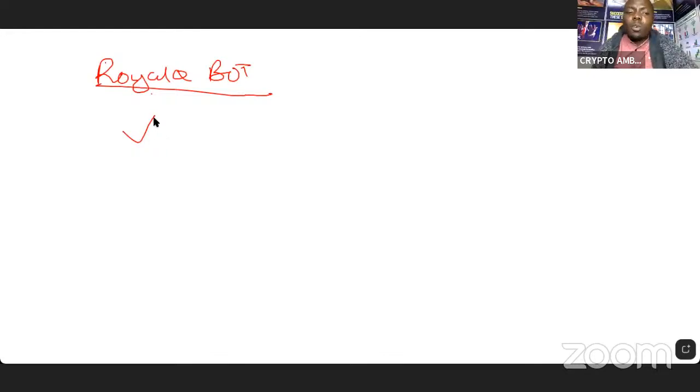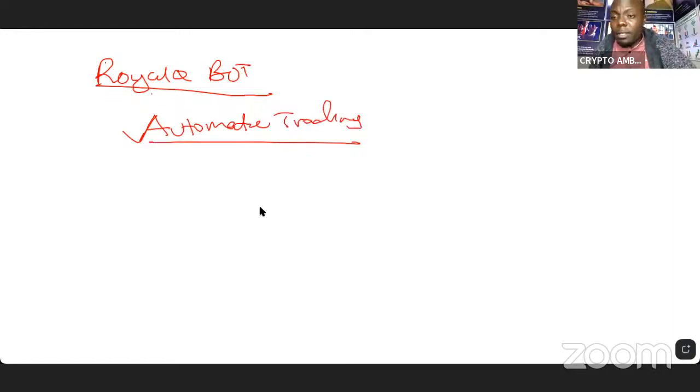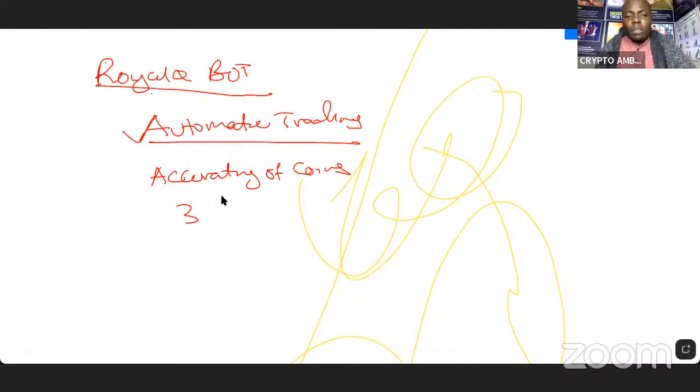Why should you learn to choose the coin? Royalq was built for automatic trading. What do I mean by automatic trading? Royalq was built to give people what we call little profits repeatedly. For example, in Binance, if you're using the Binance exchange, Royalq has done what we call curating of coins, coins that have a good community, and it has curated close to over 368 coins.